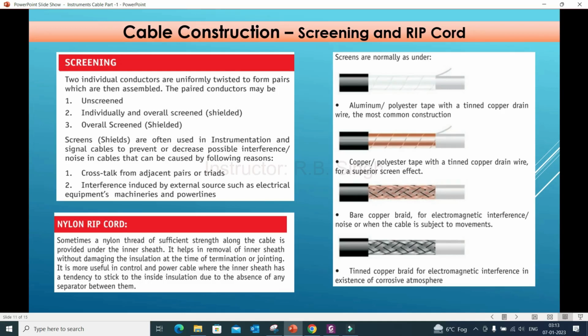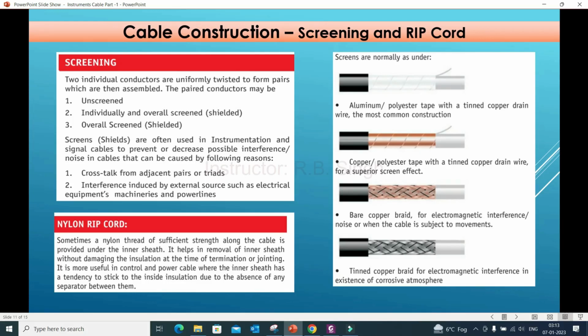Normally, to prevent interference with the cable signals, we use the screening. So what can we use? We can use either single individual screening or overall screening, or both, or without screening. What materials are used for shielding purposes? Aluminium, copper, polyester, bare copper braided, tin copper braided. You can see on the right side the different types of material and screening available. Most commonly, aluminium shielding is used in our instrumentation cable.